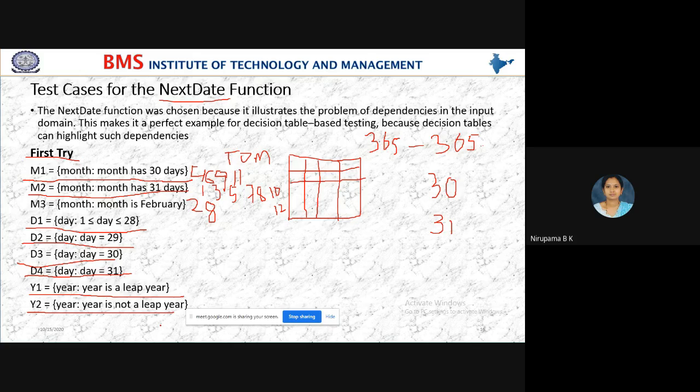Yes, here students, in 1 year, we have 12 months. Here in this problem, we are checking the months which have 30 days. We are also checking months which have 31 days. And we are also checking months which have 28 days, and months which have 29 days. If it has 28 days, then it is not a leap year. If it is 29, then it is a leap year.